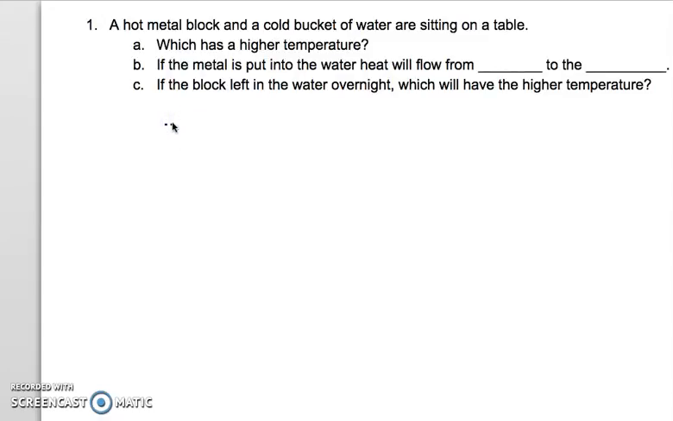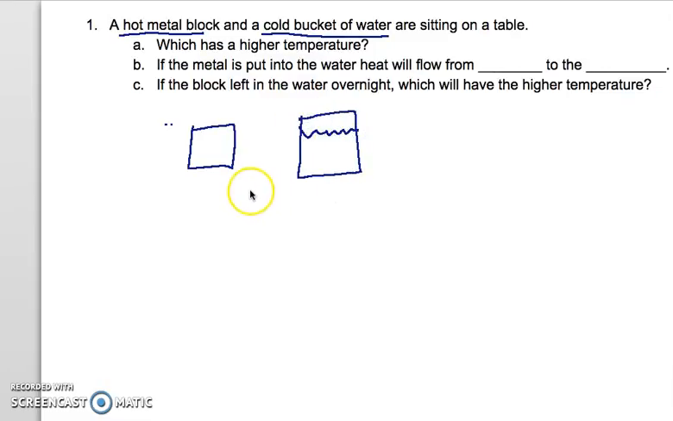Okay, we'll get started. We have a hot metal block and a cold bucket of water sitting on a table. Very exciting. Metal block, cold bucket of water. A, which has a higher temperature? Not a trick question. It's the hot block. A hot block is going to have all the molecules that are moving faster. So it's going to be the metal block. I'll just say block.